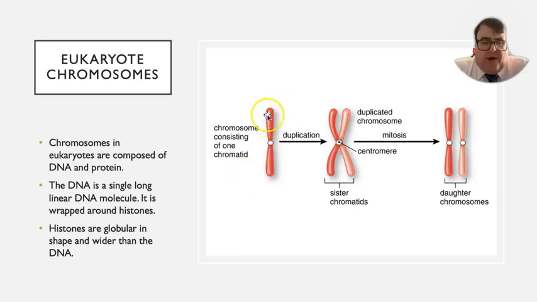In this case, we're looking at eukaryotic organisms. It's a single long linear DNA molecule, and it's wrapped around a special type of protein called histones. If we zoomed in on this, we don't have that picture here, you'd actually see the DNA wrapped all around these little histones all throughout. Histones themselves are a globular protein, so spherical in shape, and they're actually wider than DNA, so the DNA just wraps around it consistently and coils around it. But what we're taking from here is eukaryotic chromosomes: long, linear, and wrapped around proteins, specifically histones.